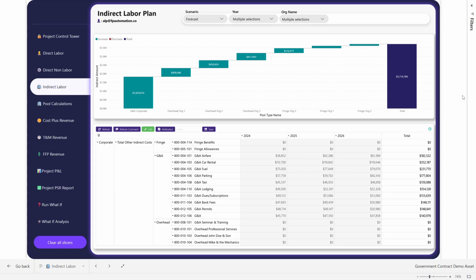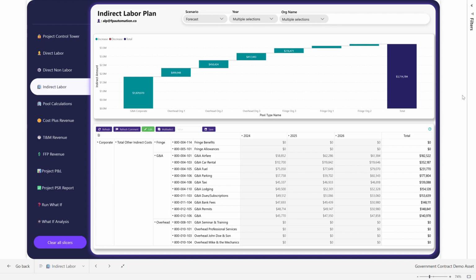In this video, we are going to be talking all about indirect labor planning, specifically focusing on fringe, overhead, as well as G&A expense planning. Before we get into the contents of this video, I wanted to quickly recap on our previous video content before we get into this material here.